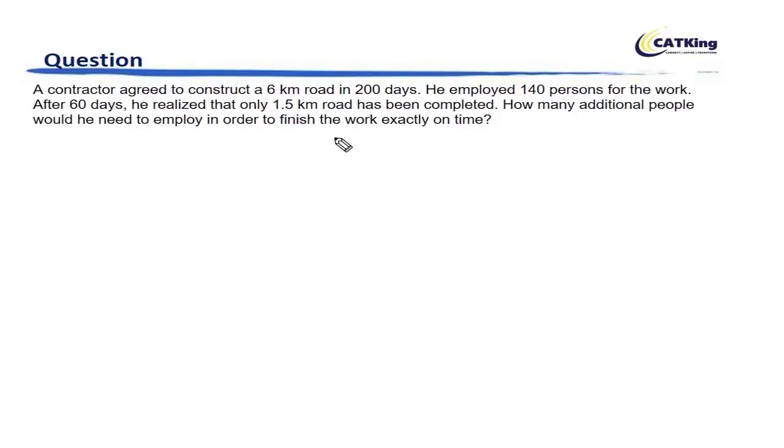Now, a contractor agreed to construct a 6-kilometer road in 200 days. He employed 140 people for the work. Now, after 60 days, he realized that only 1.5 kilometer has been completed. See, the work was 6 kilometers. After 60 days, only 1.5. So 1/4 of the work was done after 60 days.